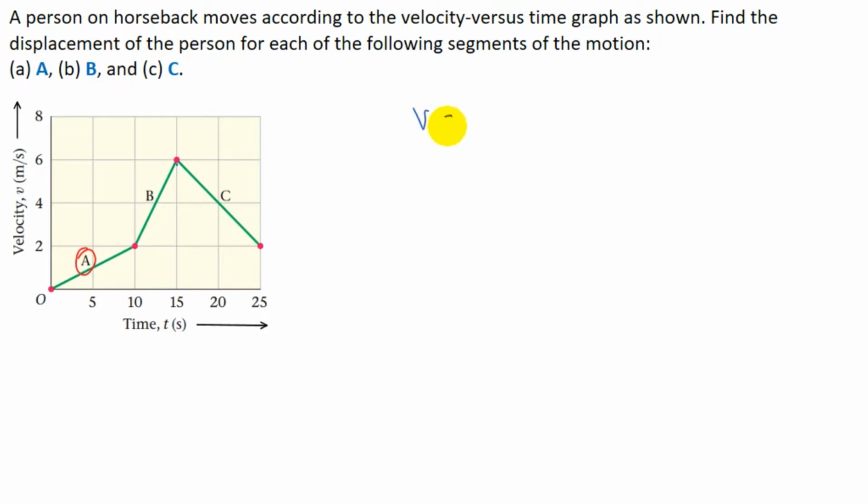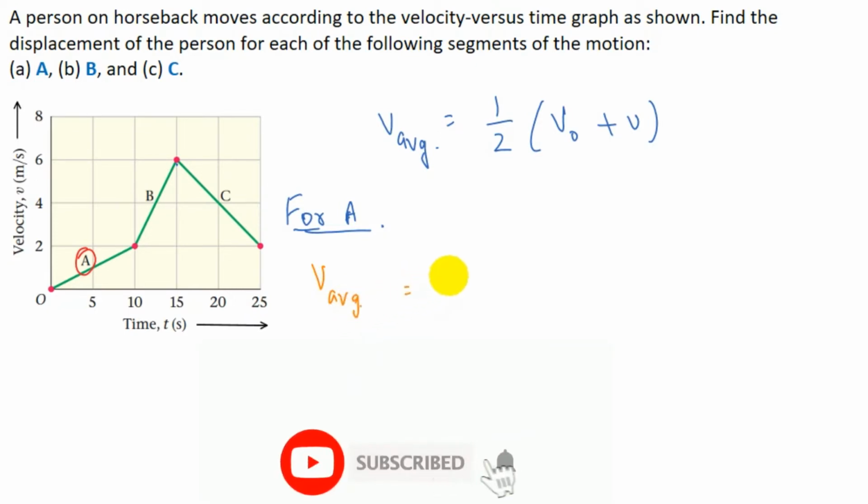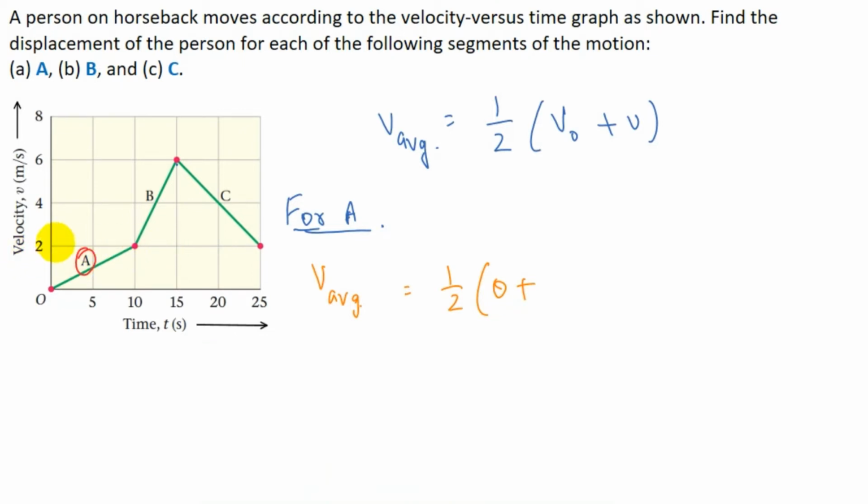Now average velocity, we know that for constant acceleration, average velocity is given by v average equals 1/2 (v naught plus v), where v naught is the initial velocity and v is the final velocity. So for segment A, the initial velocity is 0, so v average equals 1/2 times (0 plus the final velocity, which is 2). From this graph we can see this is 2, so that would be 1 meter per second. Now for this time interval, the average velocity is 1 meter per second.